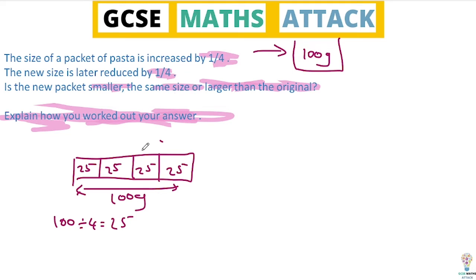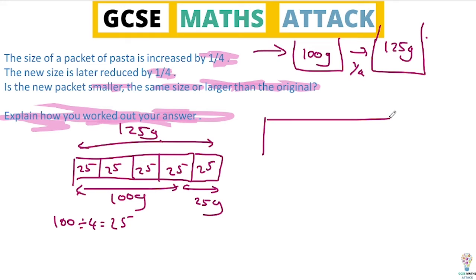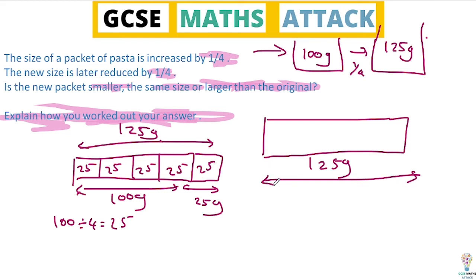What you're going to do is increase by a quarter more. So if you're going to increase by a quarter, you're going to increase another 25. That means from here to here, it's 125 grams. So when you increase by a quarter, it changed to 125 grams. So your new piece is worth 125 grams, and that is from here to here.